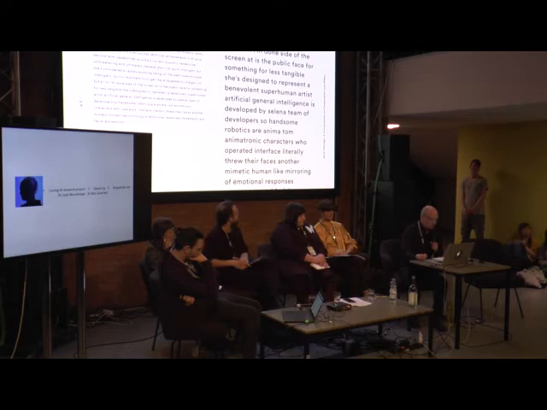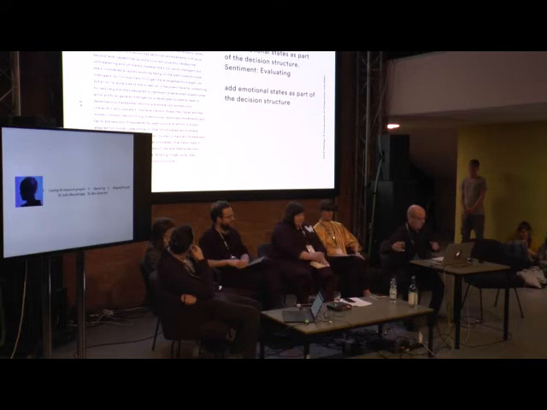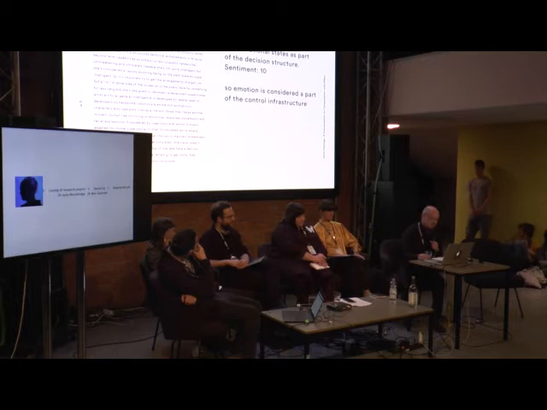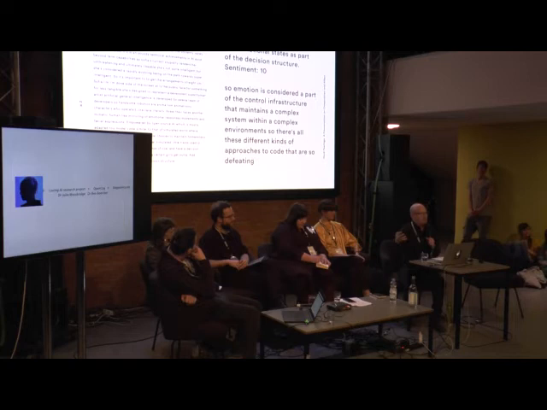The adaptation of the toy model code adds emotional states as part of the decision structure. So emotion is considered a part of the control infrastructure that maintains a complex system within a complex environment. So there's all these different kinds of approaches to code that are sort of feeding in the background to this interface of Hanson's robotics.